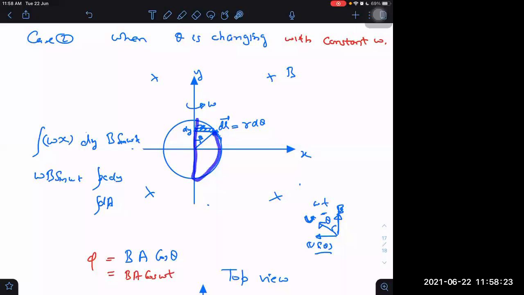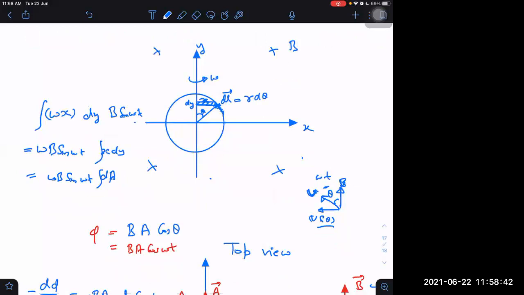Then if I start integrating that, what area will I get? I will be getting the area of this semicircle, right? I'm integrating this side completely, so I will be getting this area. So I will be getting omega into B into sine omega t into half area. Similarly, if I do the other side also, then I will get that area also into account. Then what will be the total EMF? Total EMF will become omega into B into sine omega t into total area A.